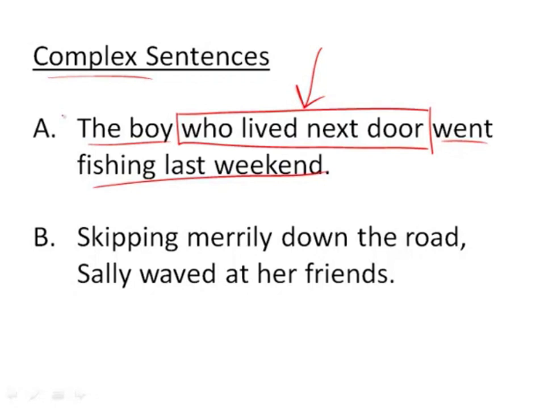B: Skipping merrily down the road, Sally waved at her friends. So here we have the dependent clause that begins with skipping merrily down the road. So this describes Sally, and therefore this is a complex sentence. Because remember, skipping merrily down the road is not a sentence in and of itself. Sally waved at her friends is a sentence. And so just like that, a non-sentence dependent clause plus an independent clause gives us a complex sentence.